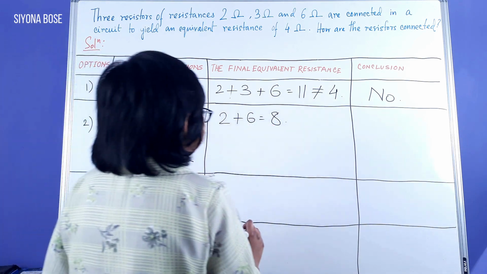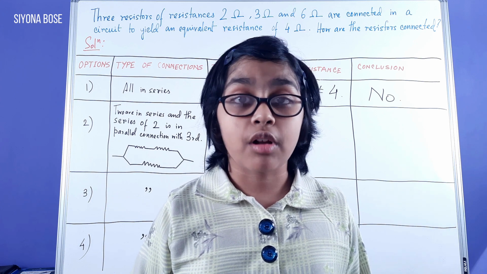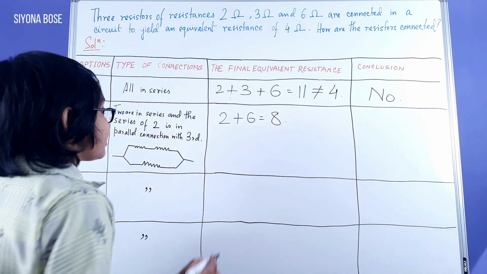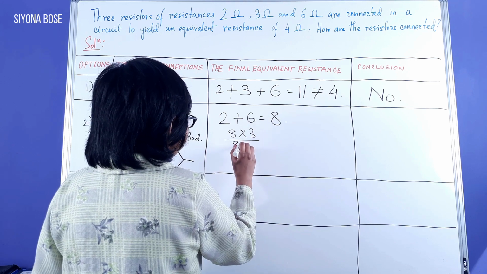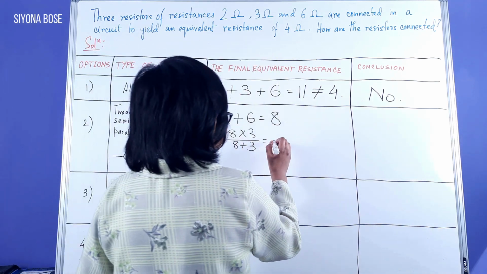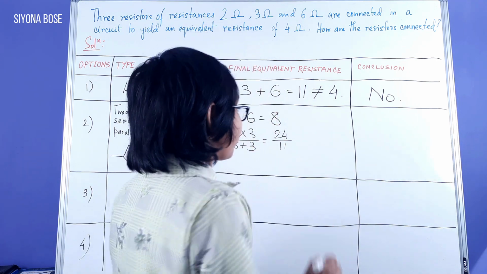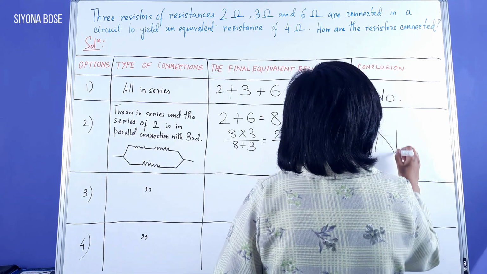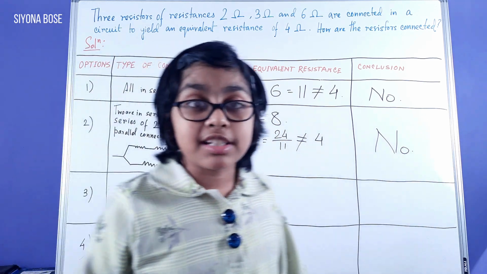We took 8, and now, if you can recall, in one of our previous episodes we talked about a special relationship to get equivalent resistance in case of parallel connection. That is R1 R2 by R1 plus R2. So 8 into 3 by 8 plus 3 equals 24 by 11, which in any case cannot be equal to 4, hence unequal to 4 again. And hence again, our answer is no. You can't use this.